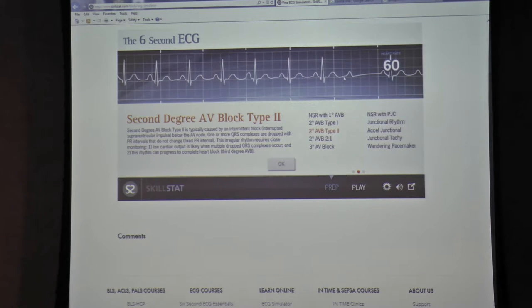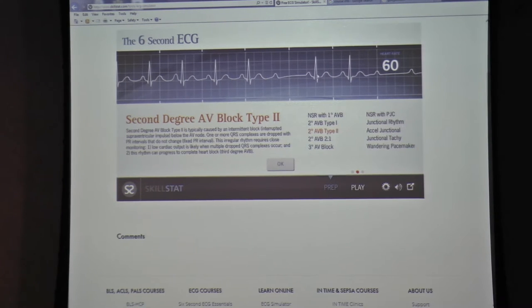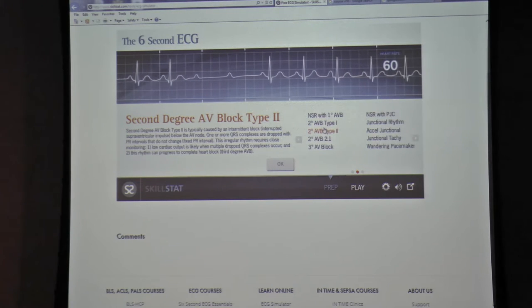But then we have a situation where we just have a P wave floating out there. Now we have a situation where there's two P waves floating out there. So we're saying, wait a second, there's more P waves than QRSs. So the next thing you'd want to see is, are all the P waves that are falling in front of QRSs constant? And the answer is yes. So this would be a second degree type 2.